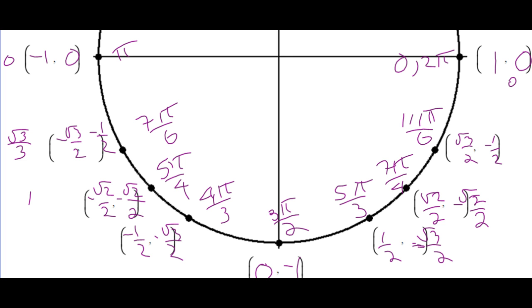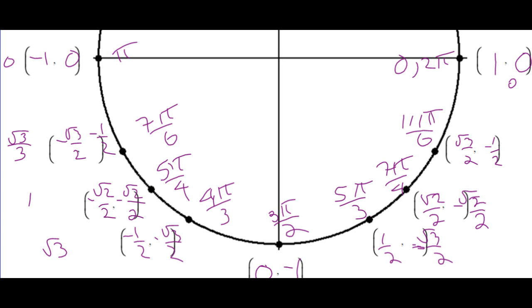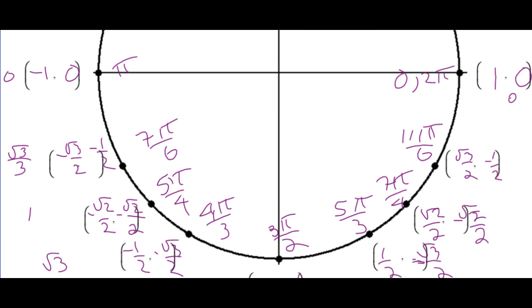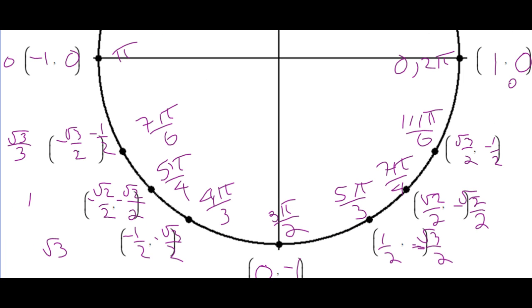Root 3 over 3. That's 1 over root 3. This is root 3 over 1. This guy is positive root 3. And then these tangents here again, tangent is negative, right? Because you've got one negative, one positive. Okay? So tangent is positive in quadrant 1 because they're both positive. It's positive in quadrant 3 because both x and y are negative, right? Tan is y over x. And so here we've got negative 1 over root 3, so negative root 3 over 3, negative 1, and negative root 3.